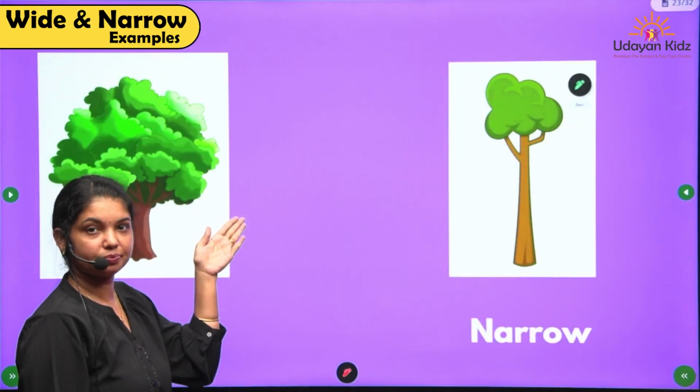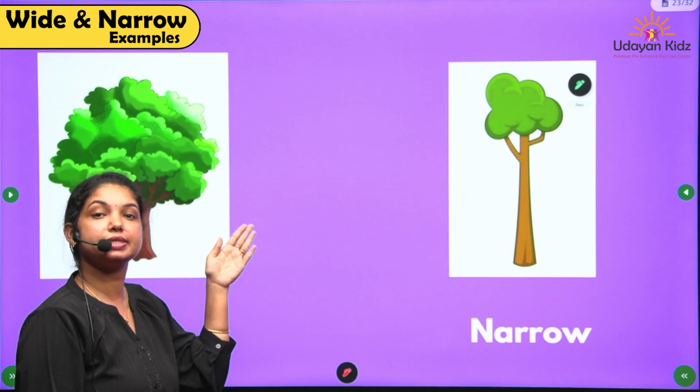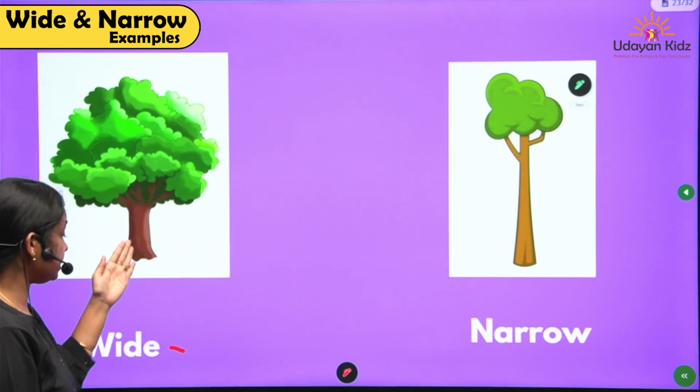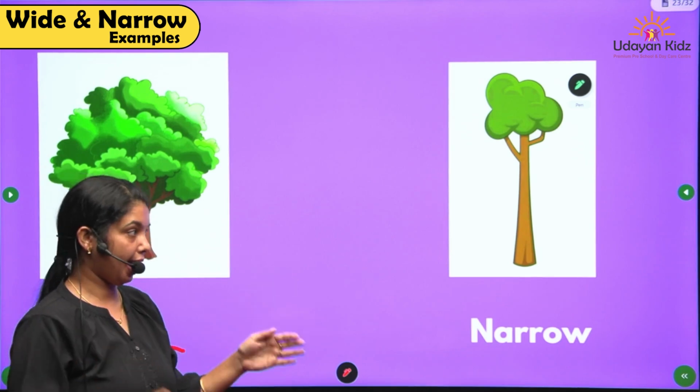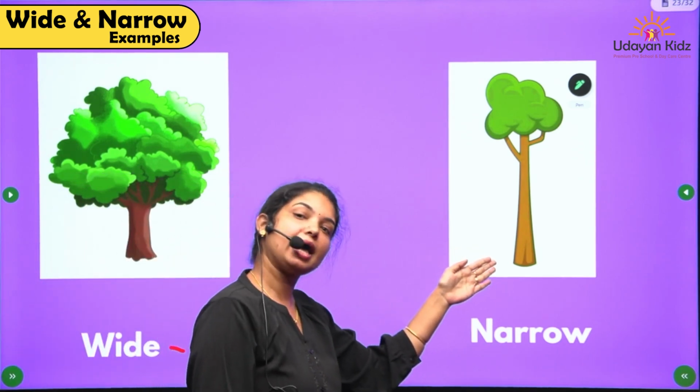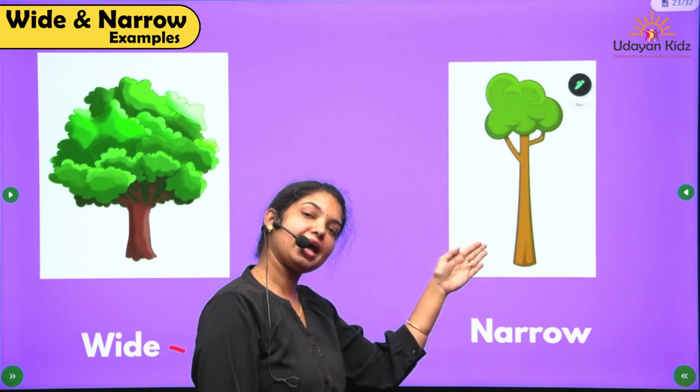What are these? These are trees. This tree is wide. And this one is narrow.